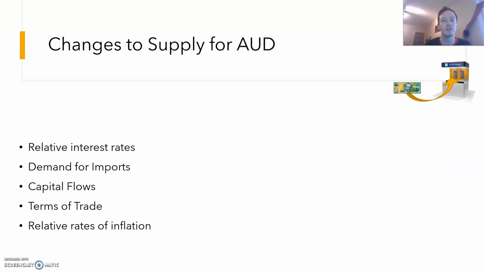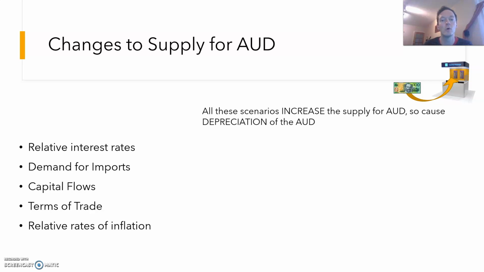Okay, so relative interest rates. Actually, what I want you guys to do is pause the video here and we'll do the first one together: what will cause a depreciation of the Australian currency here. Okay, so we're going to do the first one together. So relative interest rates. So this has to cause Australians to go in with their Australian currency. Okay, so what's going to cause that?